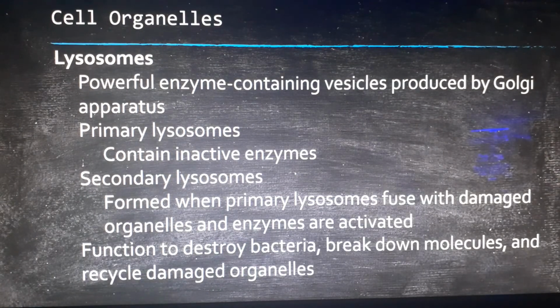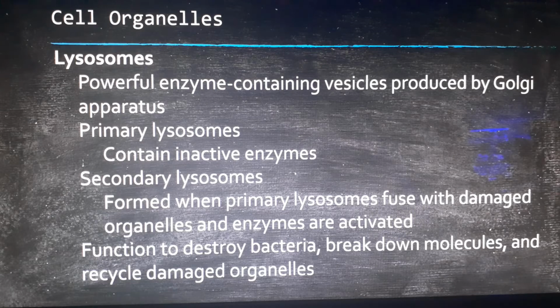Lysosomes. So if the Golgi takes a bunch of very strong enzymes, and remember enzymes are proteins, and packages them into a vesicle and the cell keeps it, then it can become a lysosome. Now, as long as that package of enzymes has not seen any of the substrates of those enzymes, it is called a primary lysosome, and the enzymes inside will be inactive.